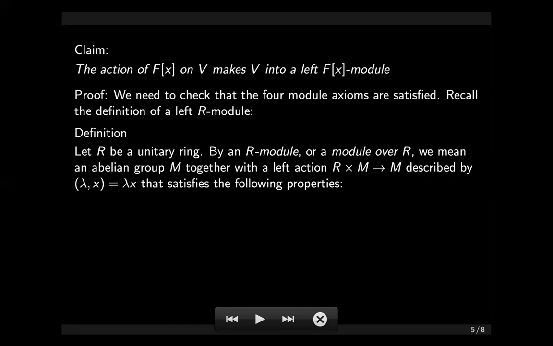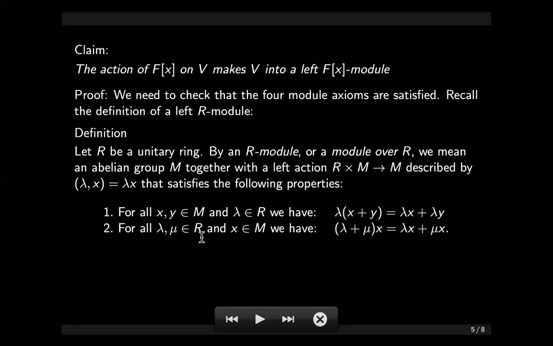An action is essentially like a multivariate map. So we have R cross M, a map from the product into M that can be described by, essentially, taking these two elements in the product, lambda comma x, and concatenating them, writing them next to each other, lambda x. And they satisfy the 4 following properties. For all elements of our abelian group and all elements of our ring, we have left distribution over sums: lambda times (x plus y) is equal to lambda x plus lambda y.